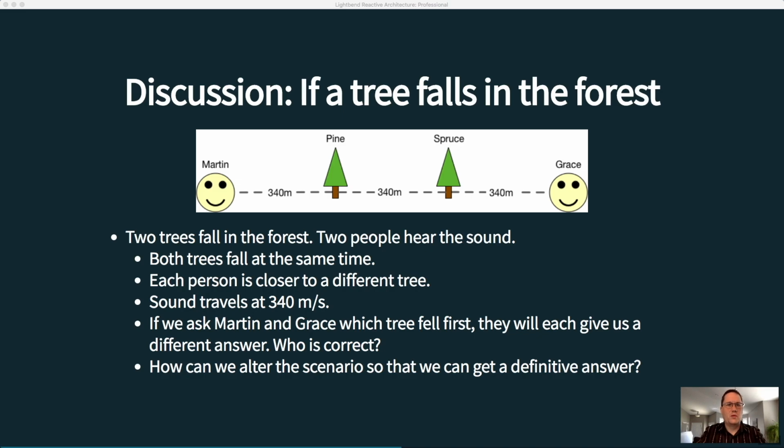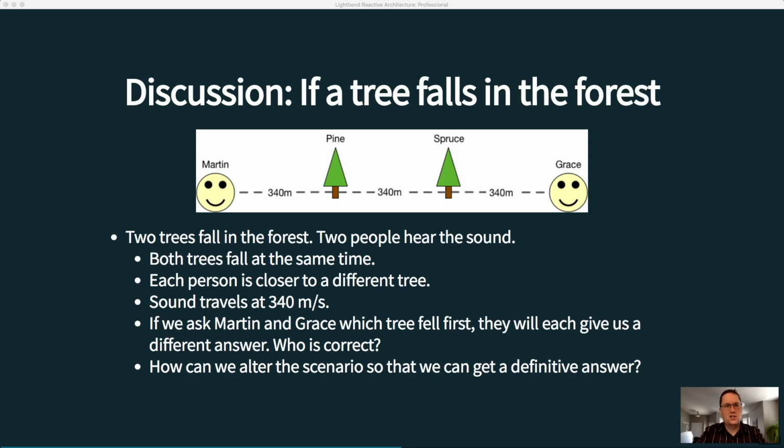Now let's assume for the moment that Martin and Grace have some magical power to know the difference between the sound of a pine tree and the sound of a spruce tree falling. I don't know how they know that. Maybe they were lumberjacks in a former life or something, I'm not sure, but we're going to assume they have this ability.